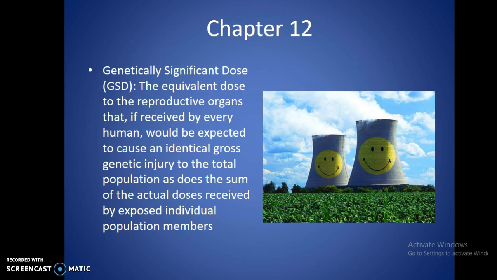Genetically significant dose: the equivalent dose to reproductive organs that, if received by every human, would be expected to cause the same gross genetic injury to the total population as does the sum of the actual doses received by the exposed individual population members. So it's really quantifying what it would be like if everybody received the same amount of radiation. They want to make sure that you keep the dosages as low as possible.